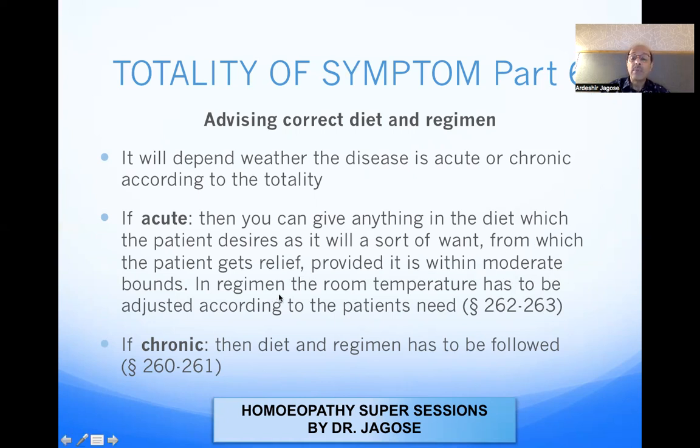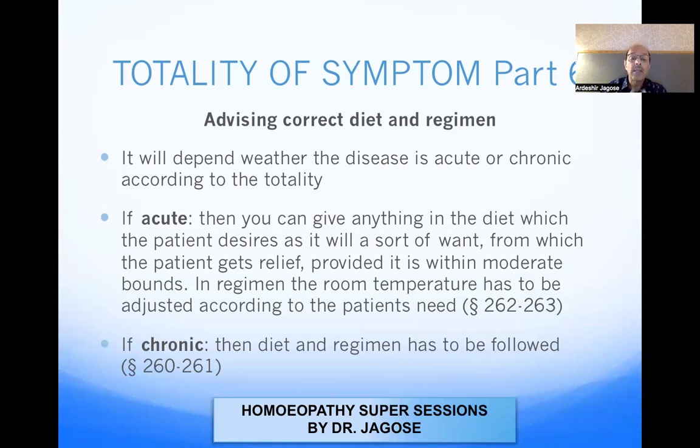In regimen, the room temperature has to be adjusted according to the patient's need. Suppose the patient wants a warm room, he doesn't like the fan, you switch off the fan, or the patient is feeling very hot in spite of this pharyngitis or whatever the complaint is. If he's feeling very hot, you can switch on the AC or the fan. So the regimen or the room temperature has to be adjusted according to the need of the patient. He will want a certain regimen because he feels comfortable. So however, or in whatever way the patient is feeling comfortable, that way you have to provide it.